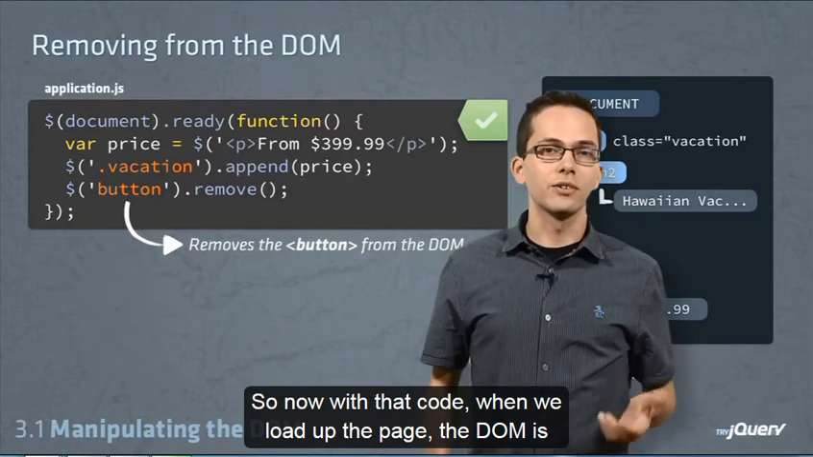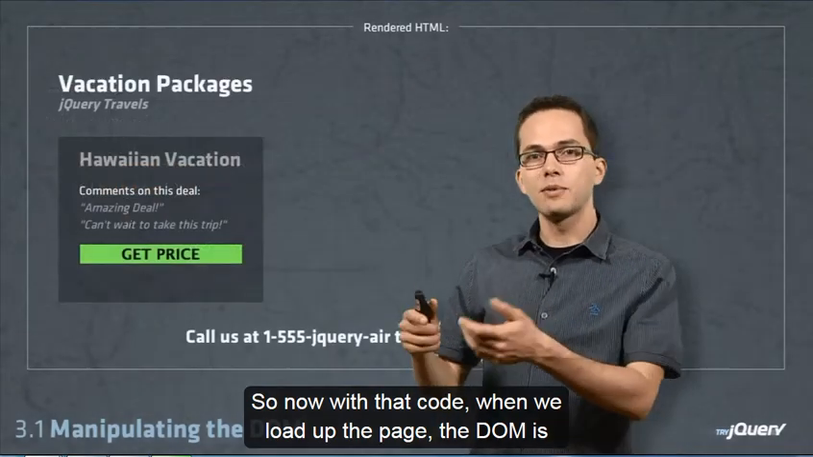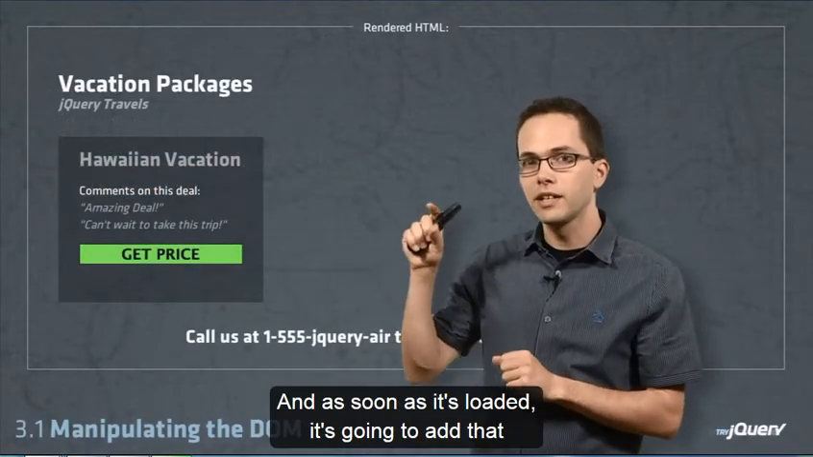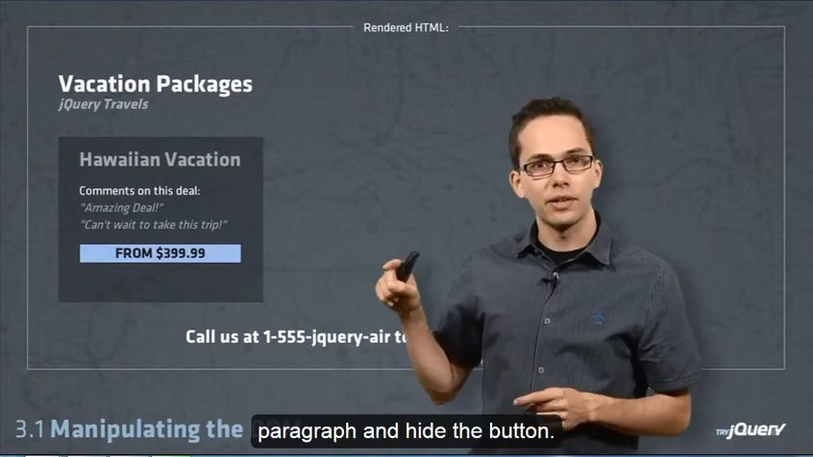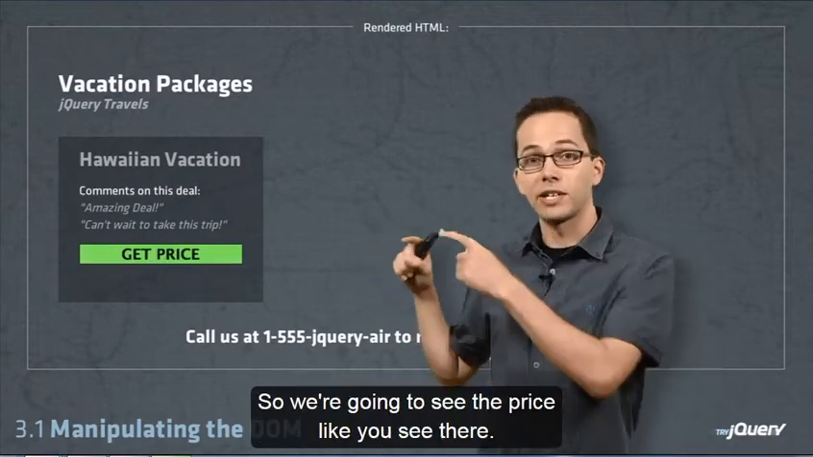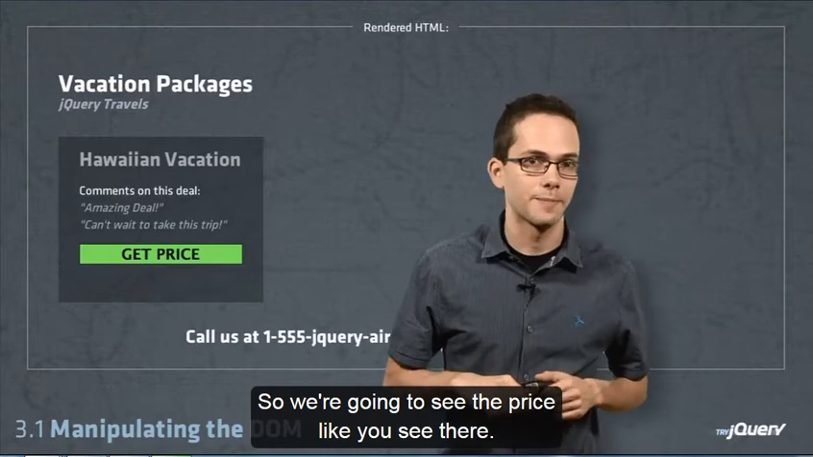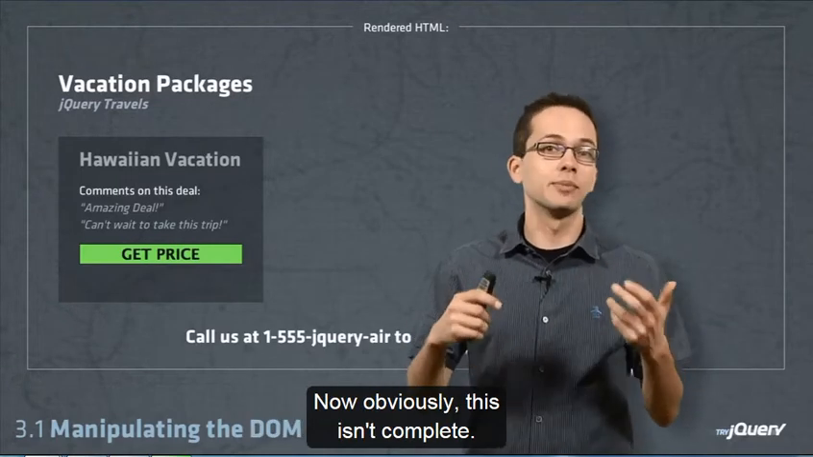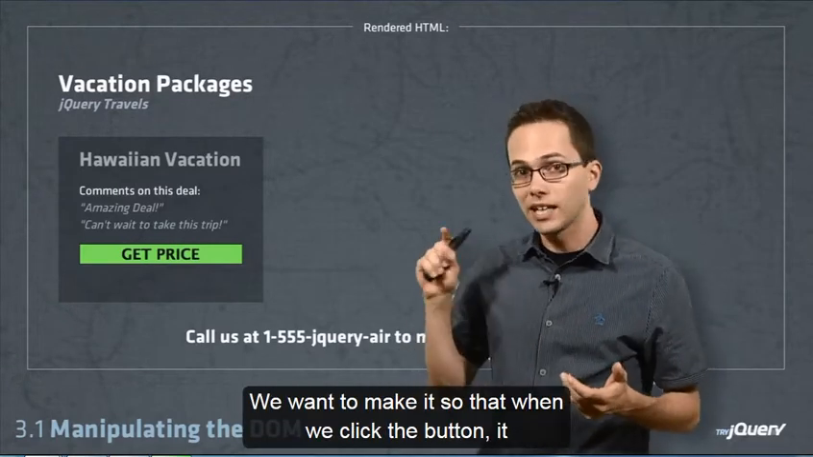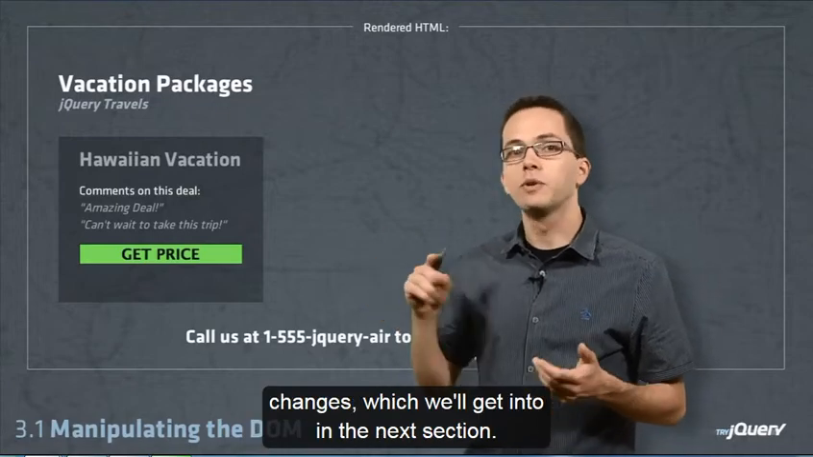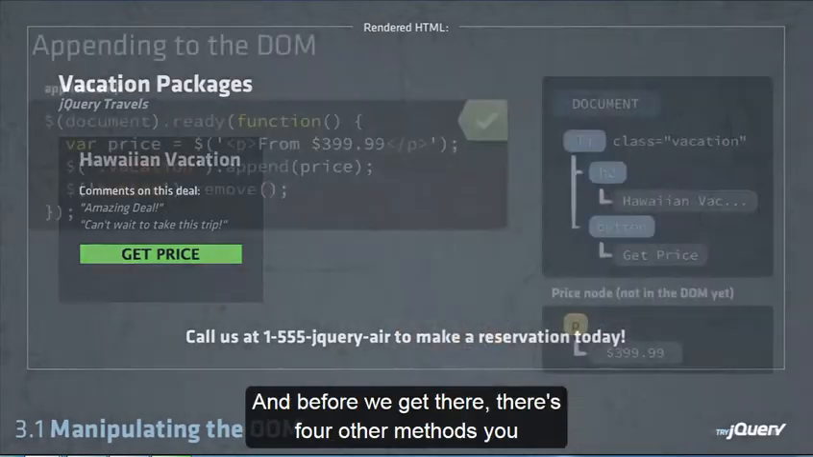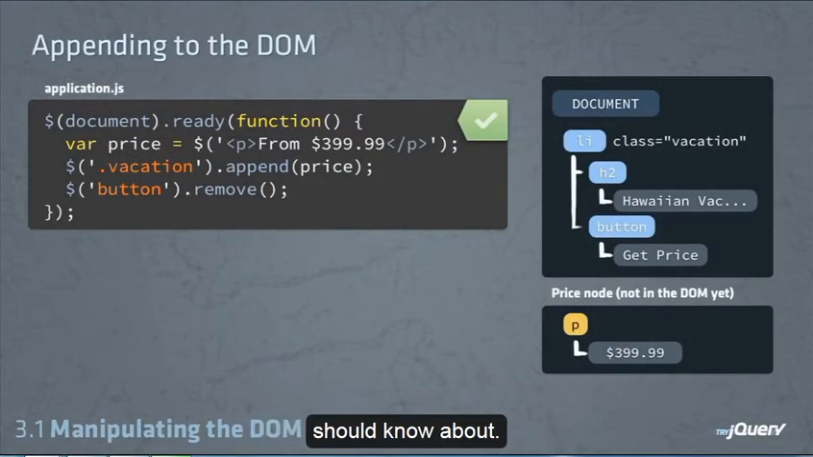So now with that code, when we load up the page, the DOM is going to load, and as soon as it's loaded, it's going to add that paragraph and hide the button. So we're going to see the price like you see there. Now, obviously this isn't complete. We want to make it so that when we click the button, it changes, which we'll get into in the next section. But before we get there, there's 4 other methods you should know about.